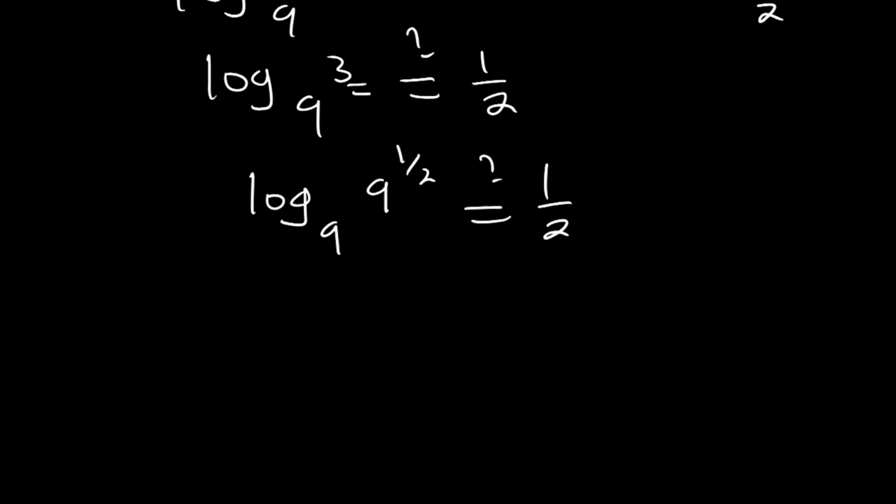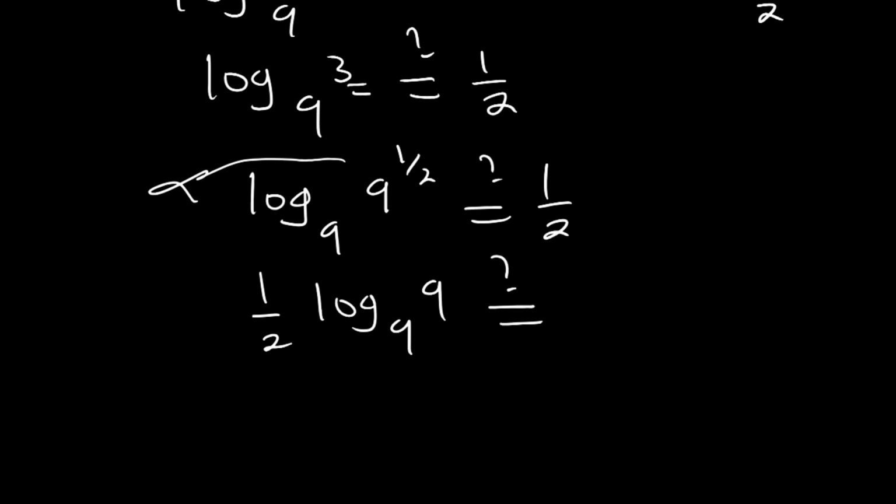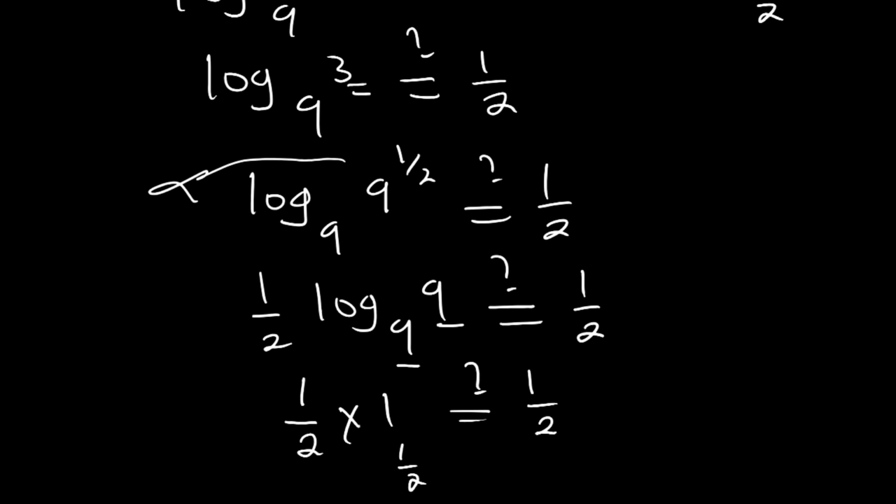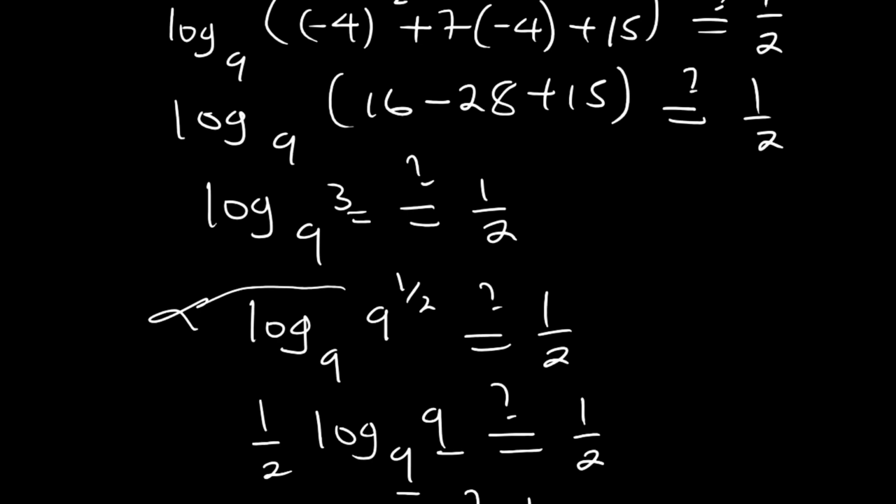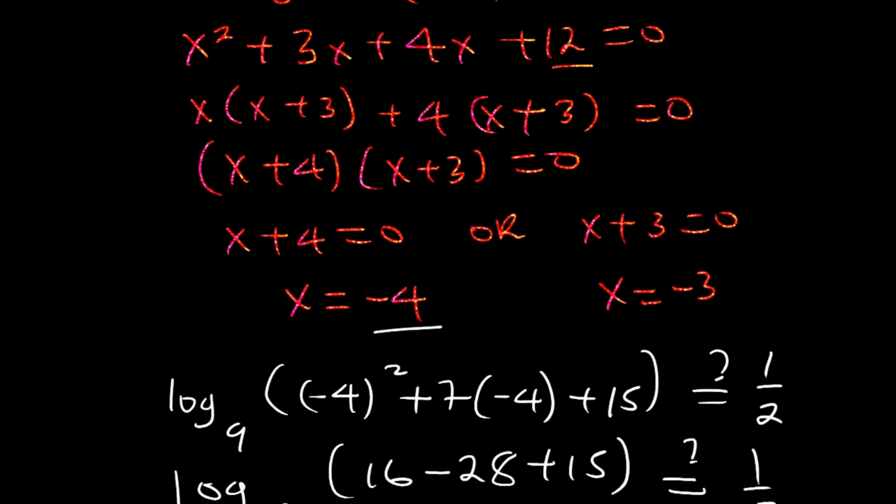So we apply the third law. We take this half before the log. So we have half log to base 9 of 9. And we check if that is equal to half. Remember, when the base and the number are the same, that log is the same as 1. So we have 1 over 2 times 1, and we check if that is equal to half. 1 times half is half. So it means both sides of the equation are equal, which means that this solution is correct.